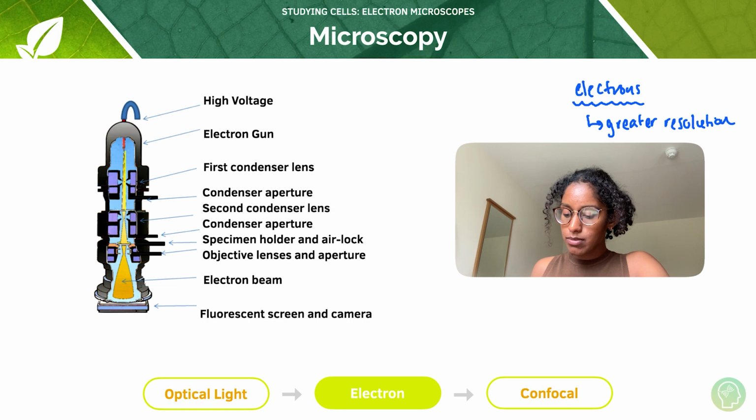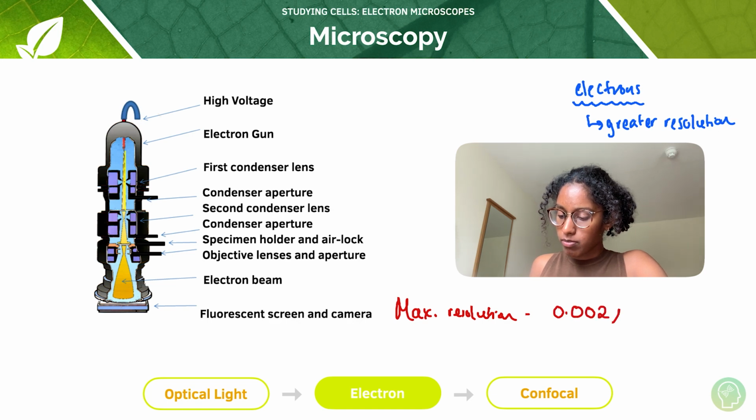So the maximum resolution of an electron microscope is 0.002 micrometers. And they can be used to produce very detailed images of tiny structures. And we call those images electron micrographs.